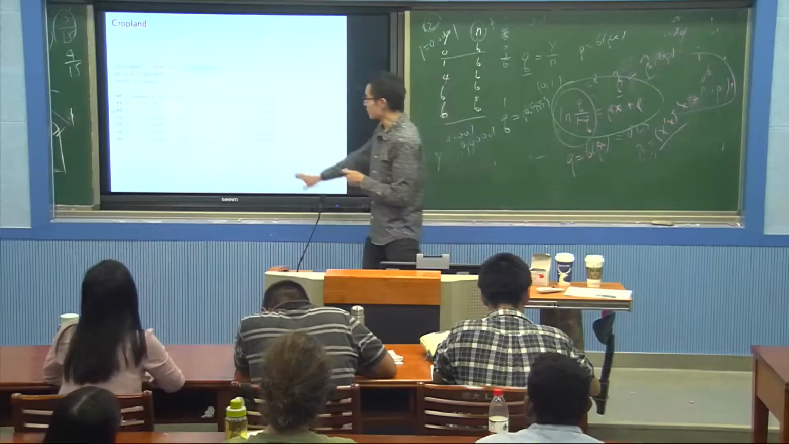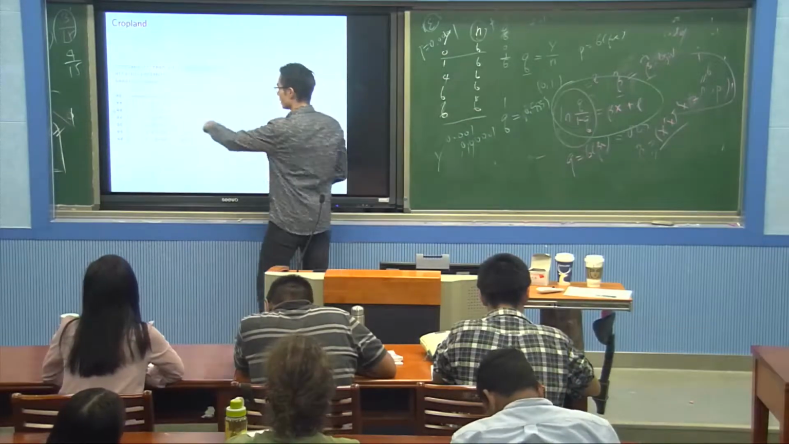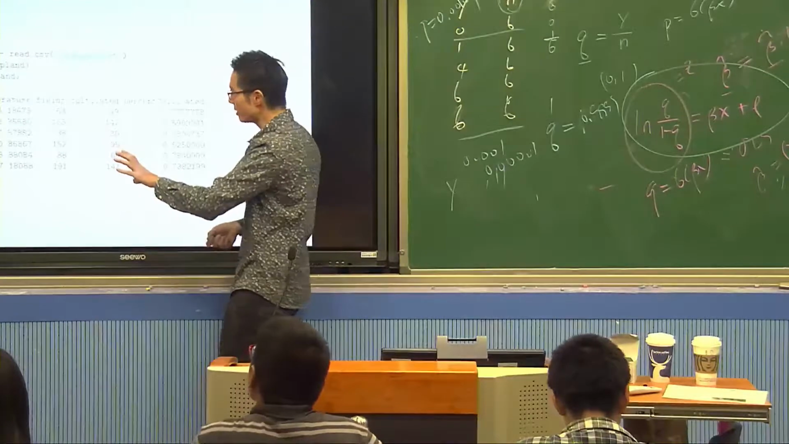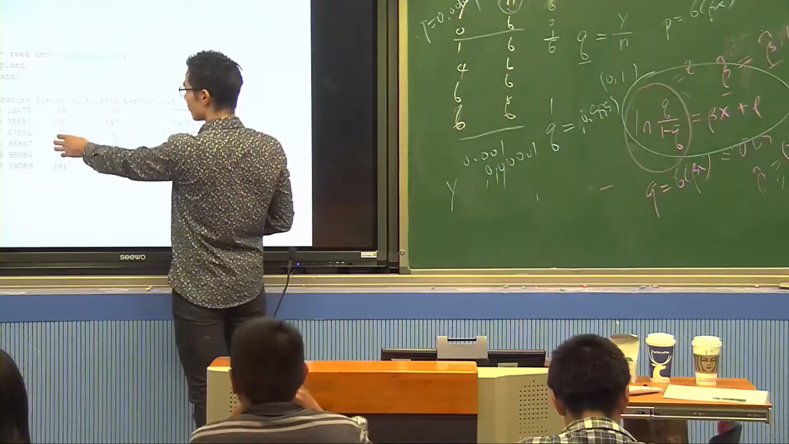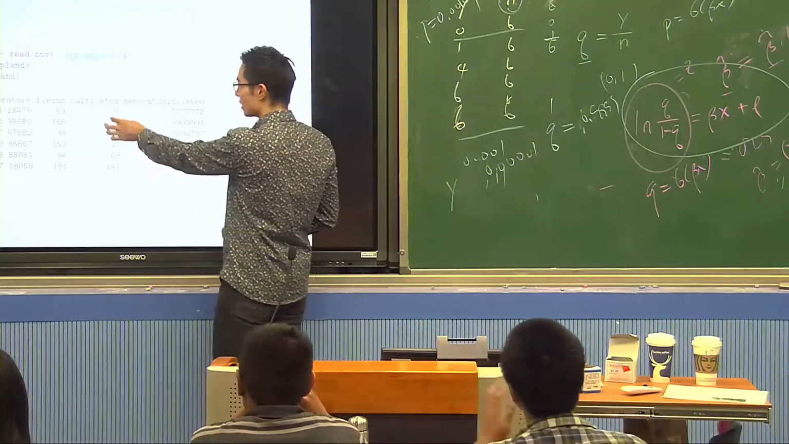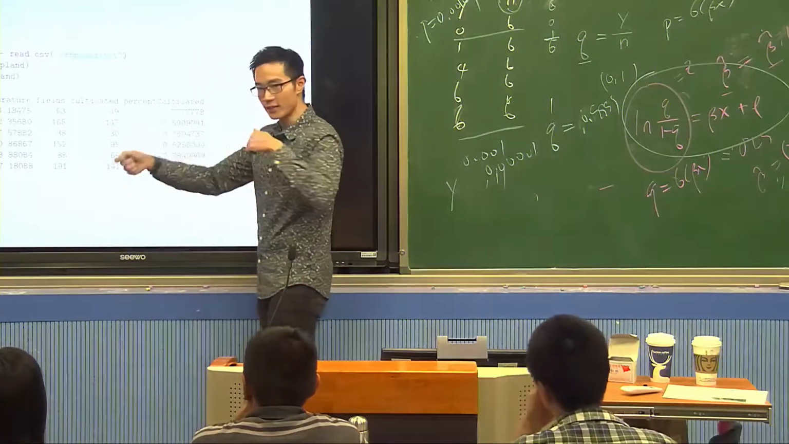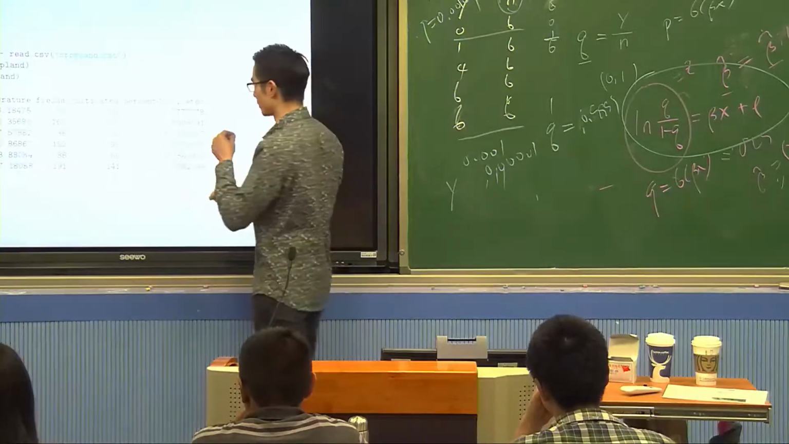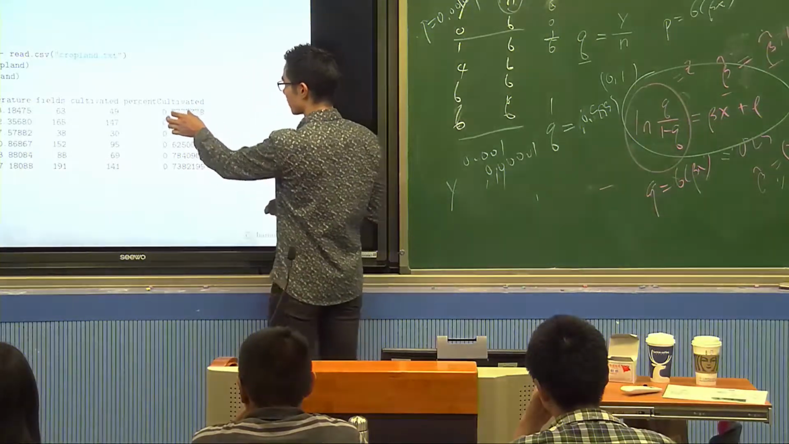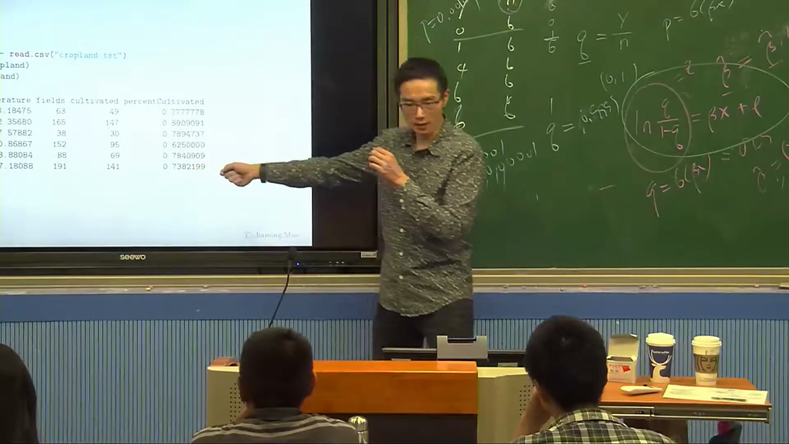There we go. Okay. So this is what the data actually looks like. Different temperature for different county. In different county, there are different number of fields, and this is the number of fields out of, for example, for this county, out of 63 acres, 49 acres are cultivated. That's one way to think about it. So the percentage cultivated is 0.7. So that's how our data look like.